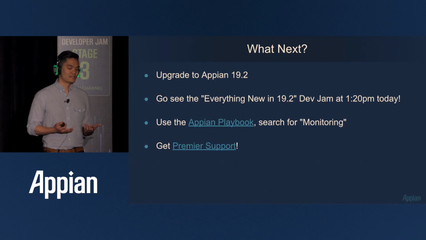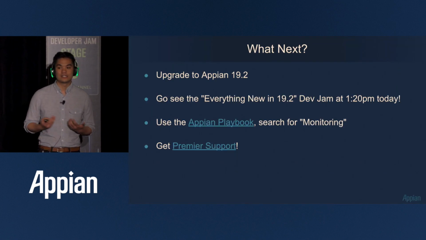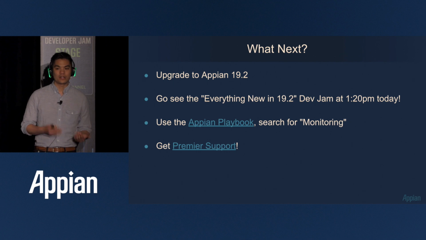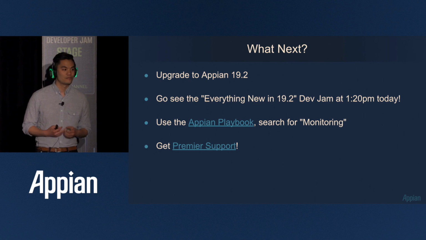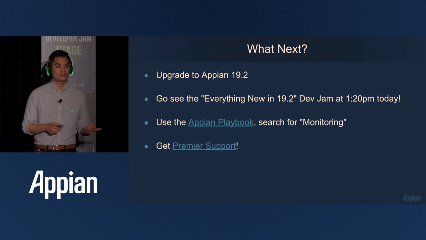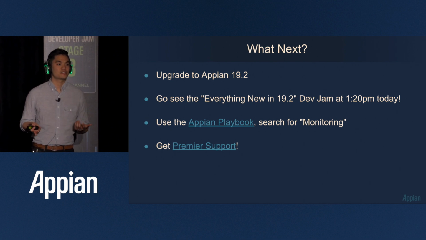So what's next? We talked a lot today: upgrade to 19.2. A lot of the features that you see came out in 18.4 and 19.1, but the record response times, among other things, and the connected environments DevOps infrastructure for that, are in 19.2. Very powerful release, and I would highly encourage you to upgrade. Go see everything new in 19.2 at the Dev Jam later today. On top of all the other monitoring stuff, we've got great new features outside of that.